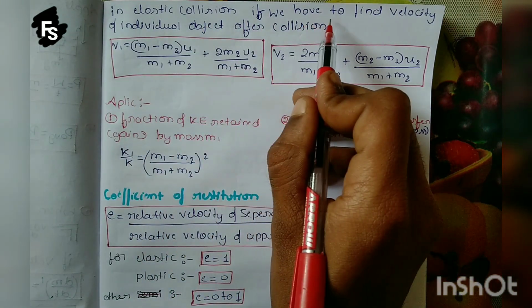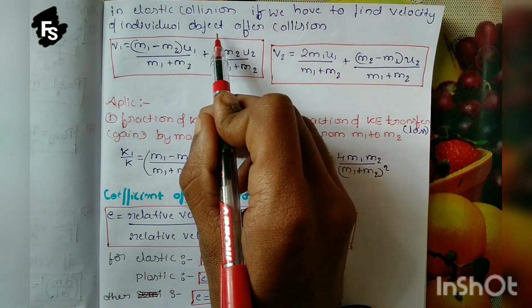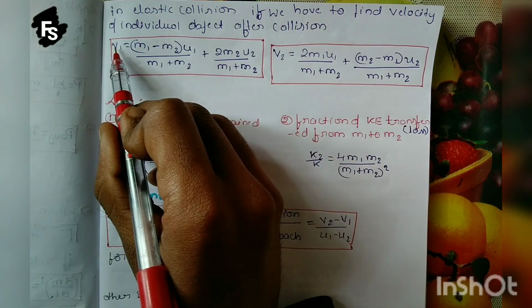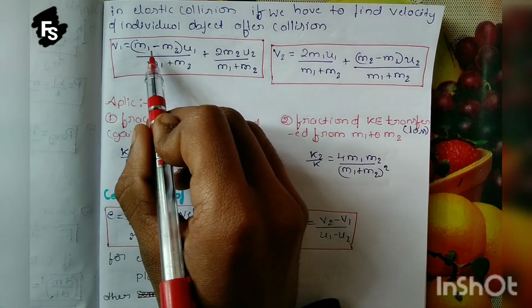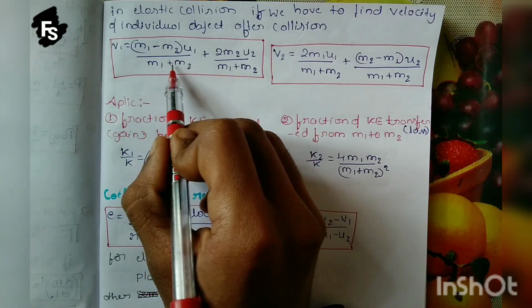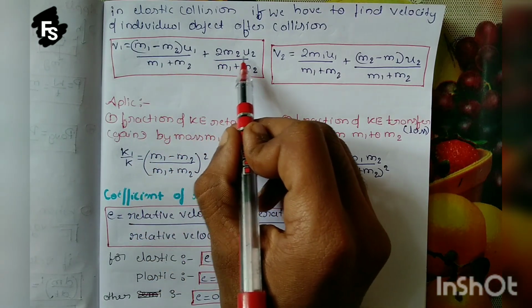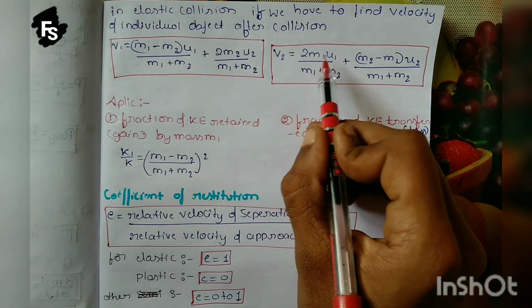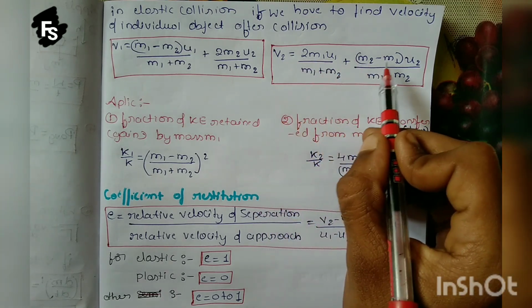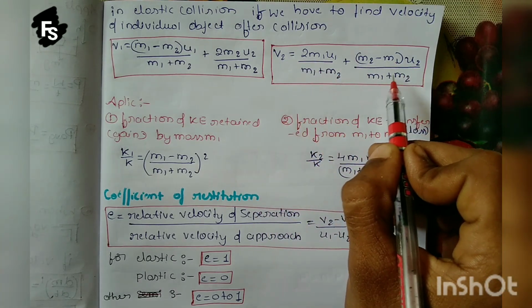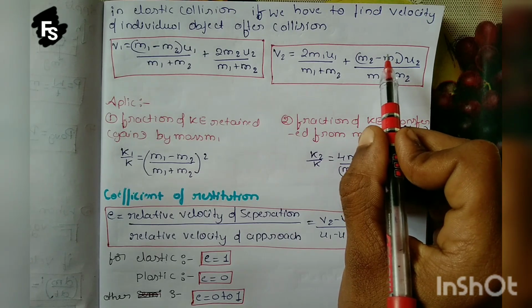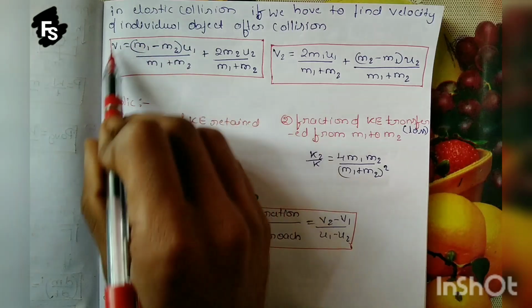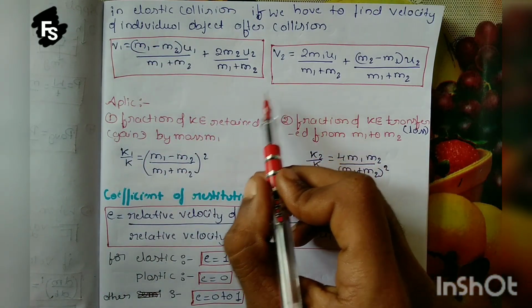In elastic collision, if we have to find the velocity of each object after collision, there are two formulas. First, v1 is equal to (m1 minus m2) into u1 by (m1 plus m2) plus 2 m2 u2 by (m1 plus m2). Then v2 is equal to 2 m1 u1 by (m1 plus m2) plus (m2 minus m1) into u2 by (m1 plus m2). Behind this formula there is a derivation. We don't need that. We only need these formulas.